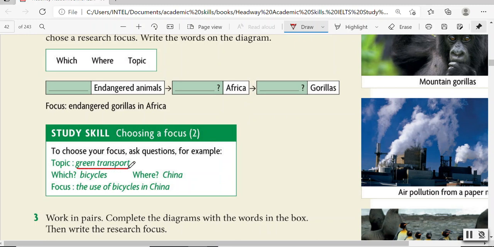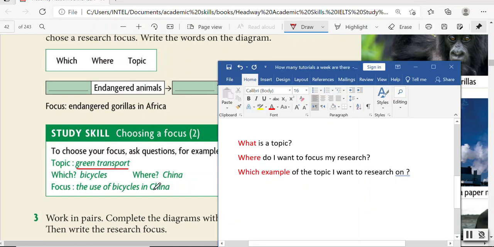Okay, green transport. Which, look at this. Which means what? Which example? In here, I selected, or I changed it to red color. Which means which example.